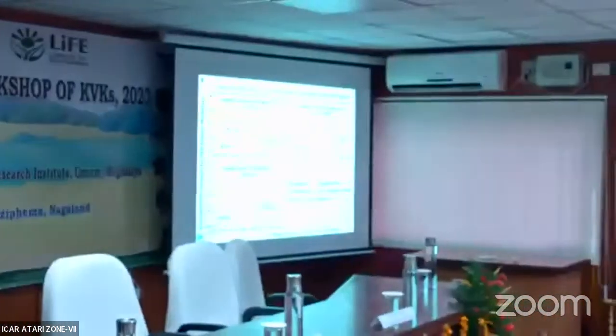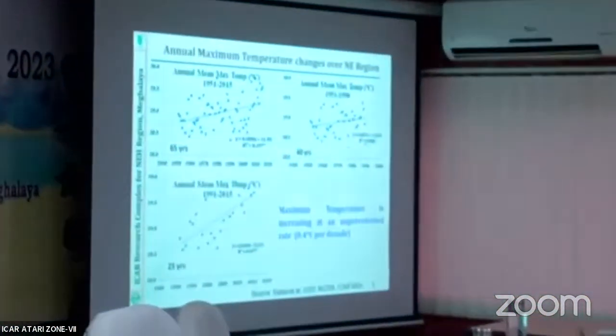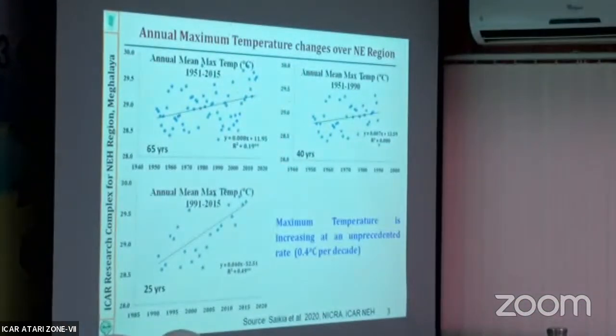Then annual maximum temperature, we have seen in different cycles: the first 65 years, then 40 years, and the recent 25 years. Everywhere the temperature is increasing. In the first 65 years, you can see a significant increase in annual maximum temperature. In 40 years, it is increasing, but not significant. But in the last 25 years, there is a significant change in the temperature.